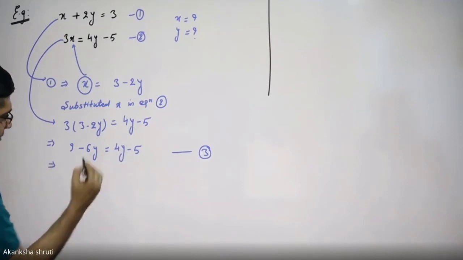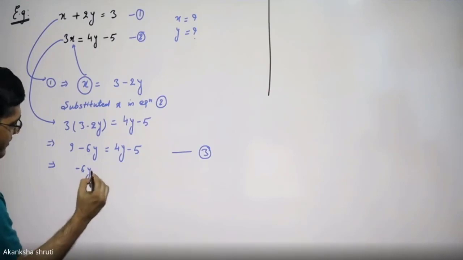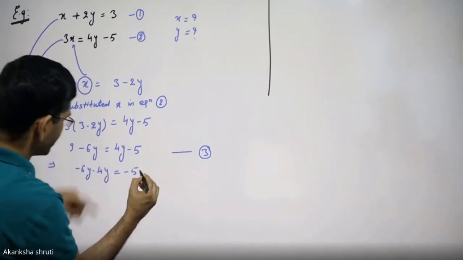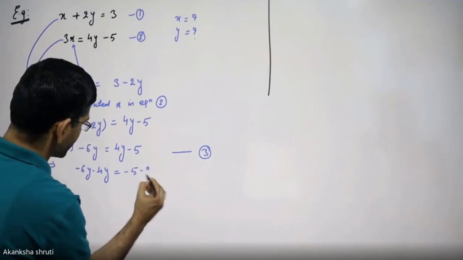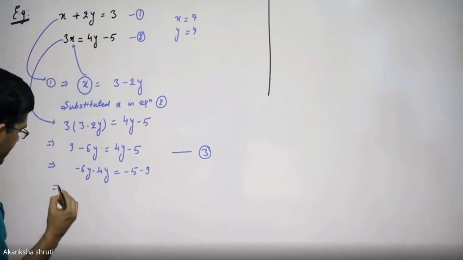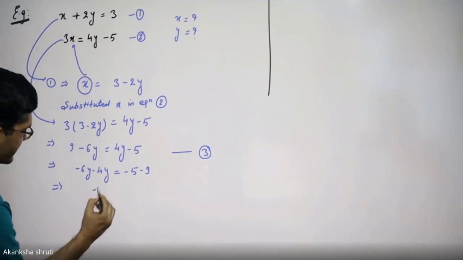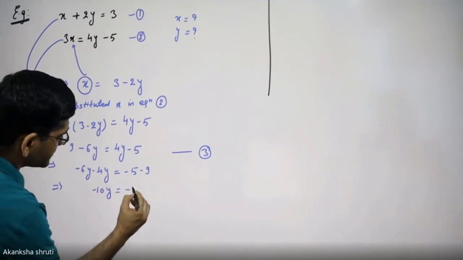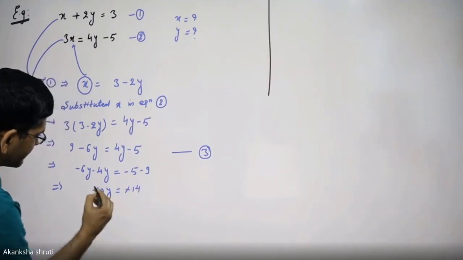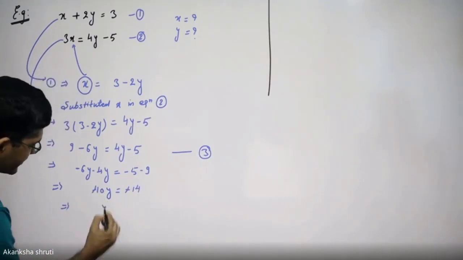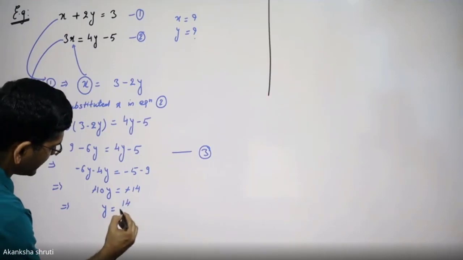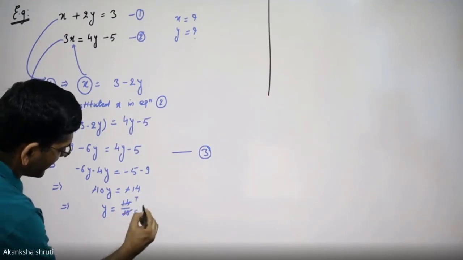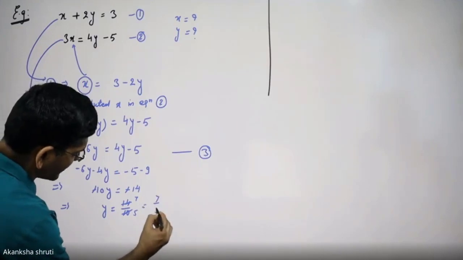Take all the variables on one side. Minus 6y minus 4y is equals to minus 5. This 9 will go on the right hand side. It becomes minus 9. This implies minus 10y is equals to minus 14. Minus sign will get cancelled. This gives us y is 14 by 10. Cancelling the common factor, 7 by 5.